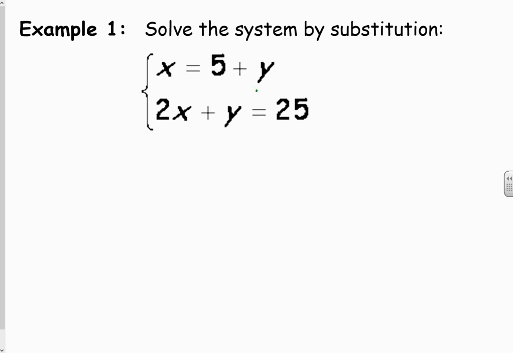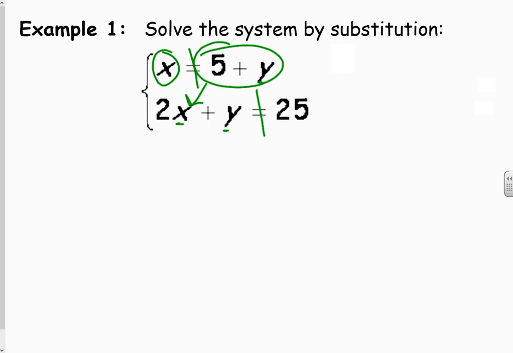Step 1 tells us we need to decide if there's a variable by itself on one side of the equal sign. Well, here, x is by itself. This y is next to a 5. This y is next to this 2x. This x is next to this y. The only one that's by itself is the x I circled. So I'm going to take everything that x equals, and I'm going to plug it in to the second equation.